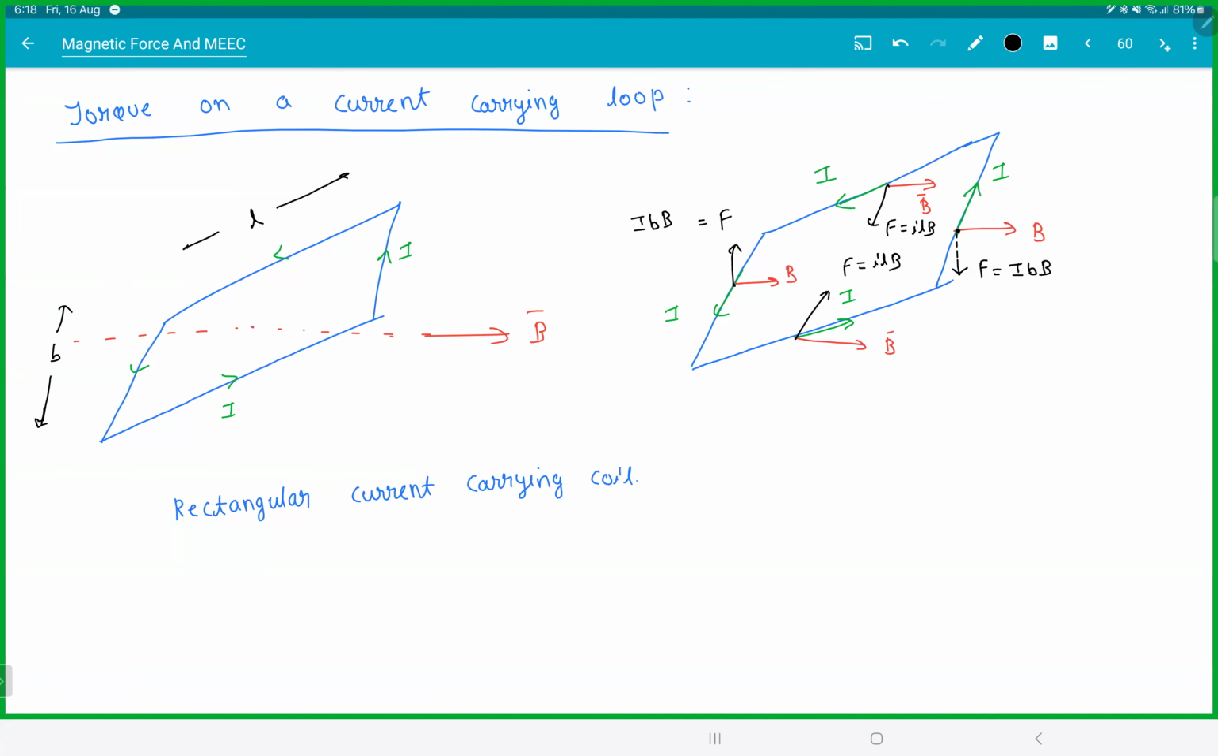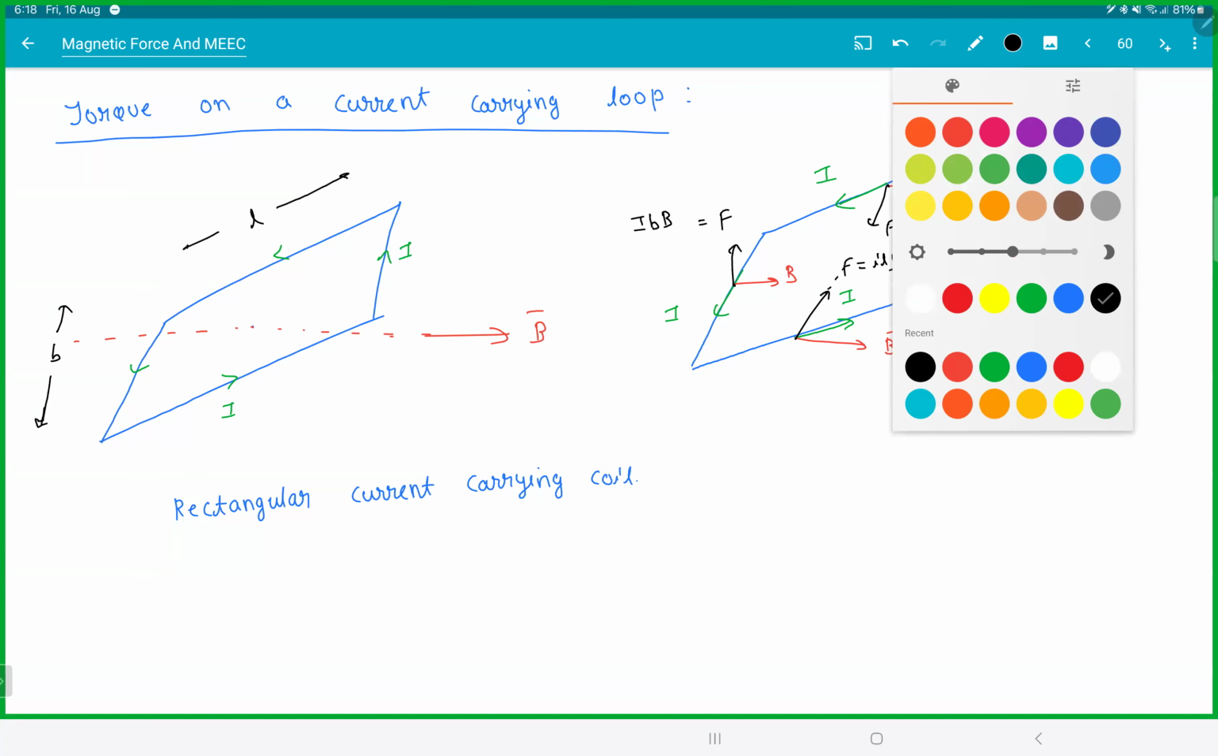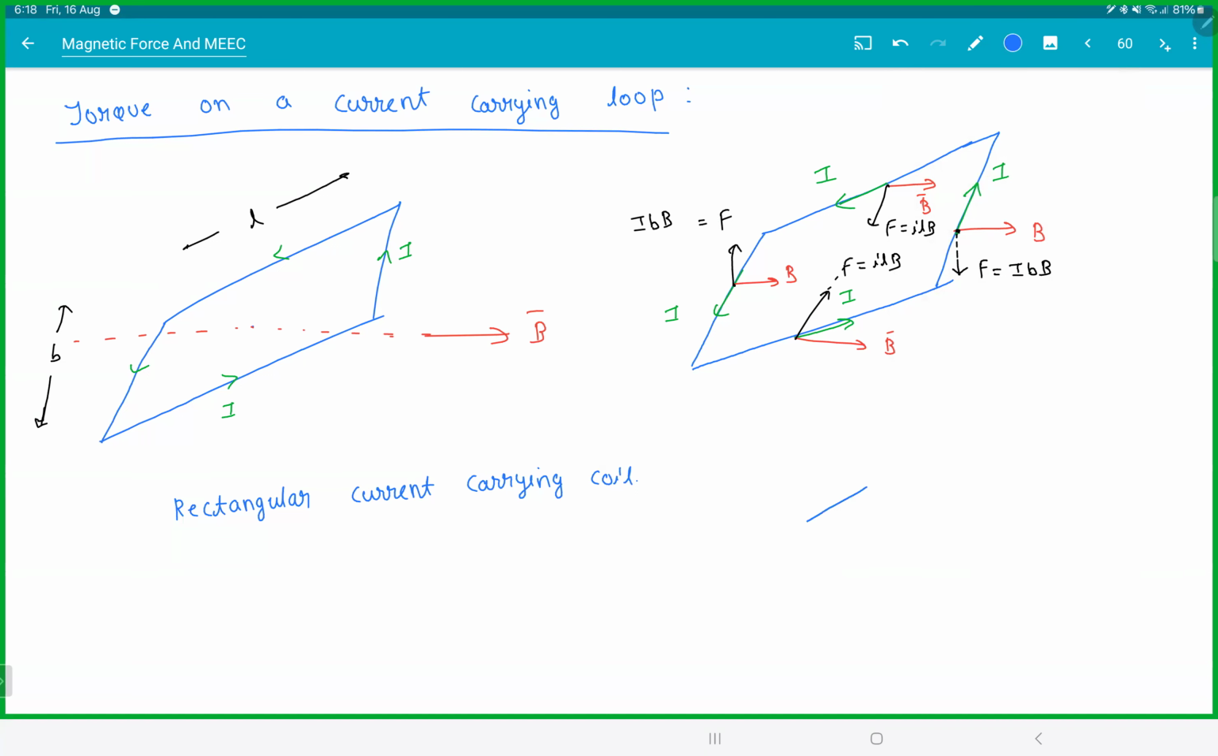So the two lengths which you have, both the forces will be pushing, they're trying to compress the whole thing. So if you look at this in the side view, you will see there is one force acting here, IlB, and one force here, IlB. And the forces along the length will cancel out.